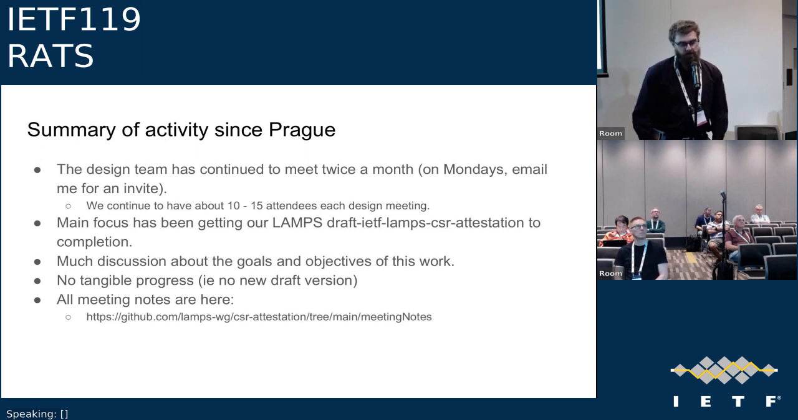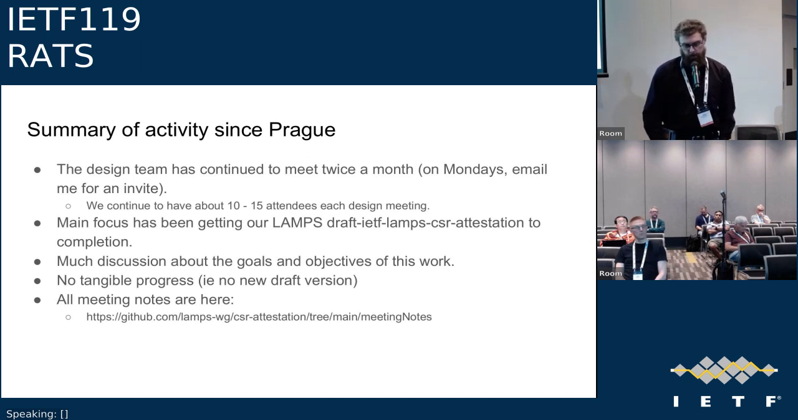The main focus of our design team has been getting the LAMPS draft CSR attestation to completion, which is getting very, very close. And then, so the typical flow of the meetings is we spend 40 minutes looking at GitHub issues for the LAMPS work, and then 10 minutes actually working on the RATS part. So it's been moving pretty slowly. But we have made progress, not tangible, as in none of it has made it into an ID text update yet, but we still have, I think, made good progress on aligning the group goals. Yeah, so I've put a link to the meeting notes, which I take careful notes after each meeting. So if you want to catch up on what's been discussed, they're all there. Next, please.